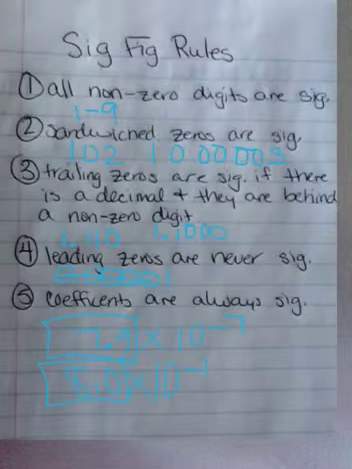Alright, let's look at some examples. Here's some examples. Let's look. We have this number, 230.4. Let's look at it. How many sig figs?